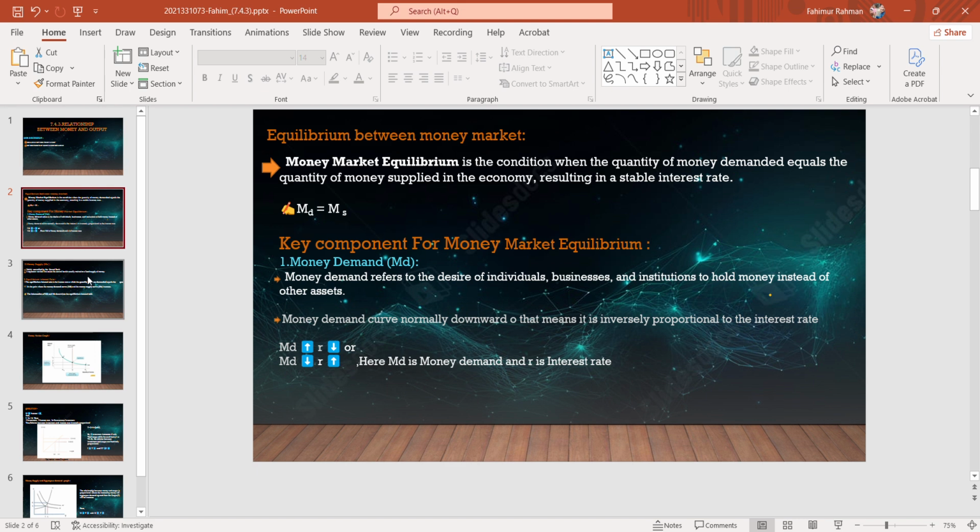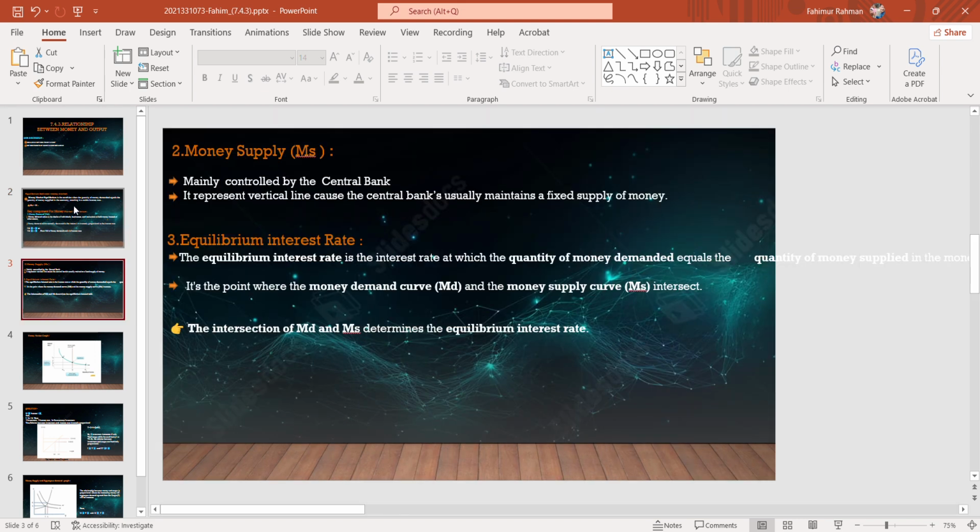After that, our next component is money supply. Basically, money supply is controlled by the Federal Reserve or the central bank. So what is money supply? Money supply refers to the total amount of money available in an economy at any given time. Normally, money supply is controlled or adjusted by the central bank. The central bank can boost or slow it down at any time.